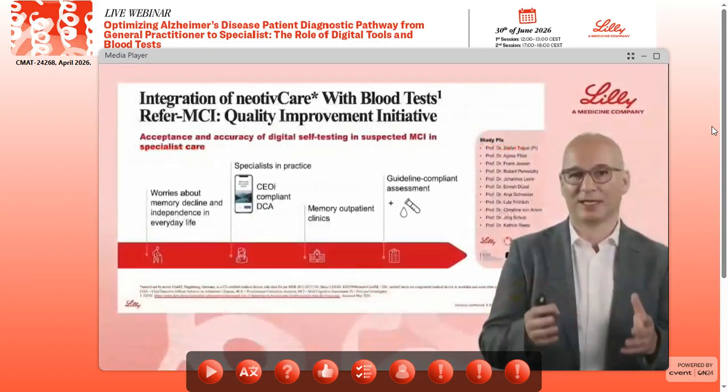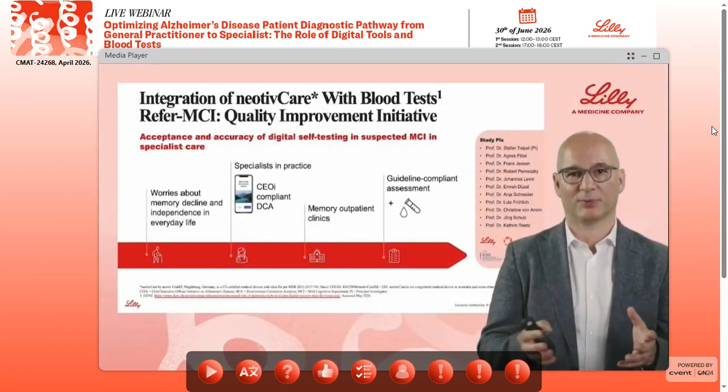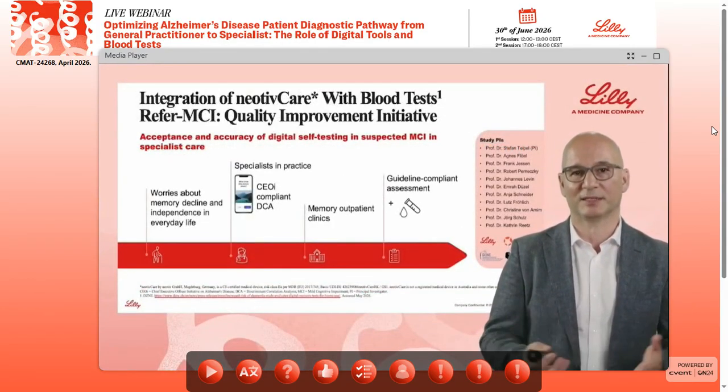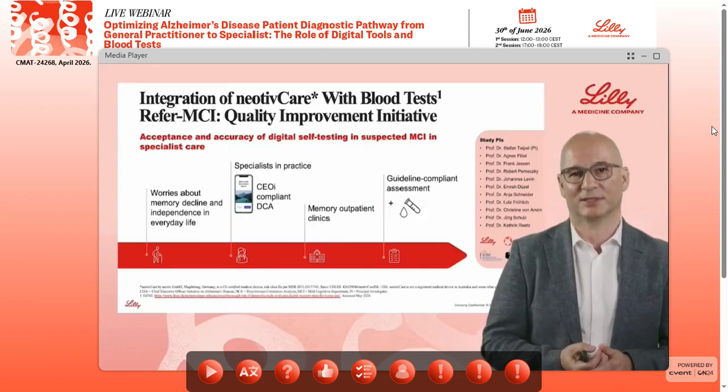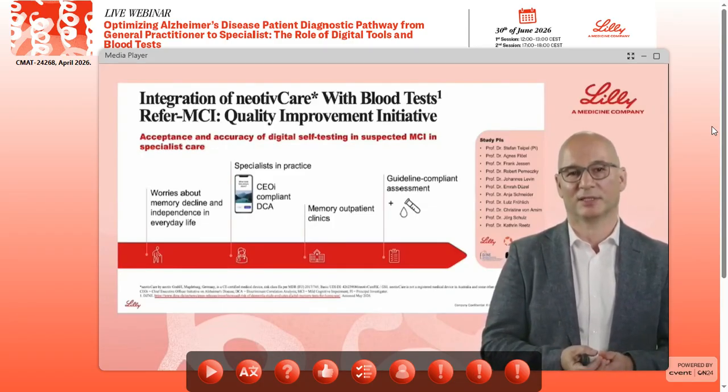And the way this type of tool is implemented in healthcare is also compliant with some of the recommendations that the CEOI is now developing for remote cognitive assessments.